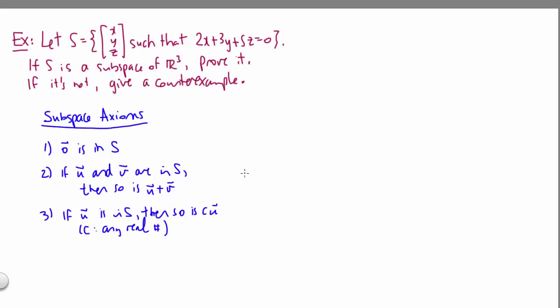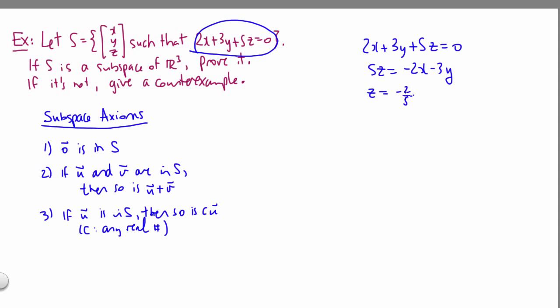Well, let's try to get a more concrete description of the vectors in S before we start checking the axioms. What I'd like to do is go back to this equation here, this 2x plus 3y plus 5z equals 0, and let's see if we can solve for z. So we'd write 5z is equal to negative 2x minus 3y, and we can divide through by 5. So minus 2/5 x minus 3/5 y is equal to z. Now we can take this expression for z and plug it back in to the vector x, y, z. And that way we're saying the set S is really the set of vectors that look like this.